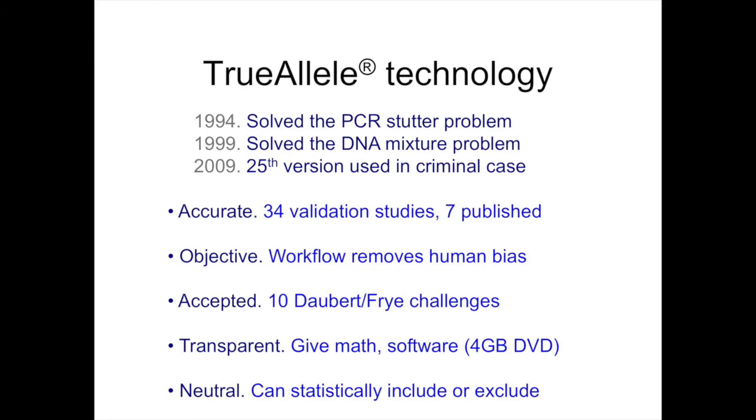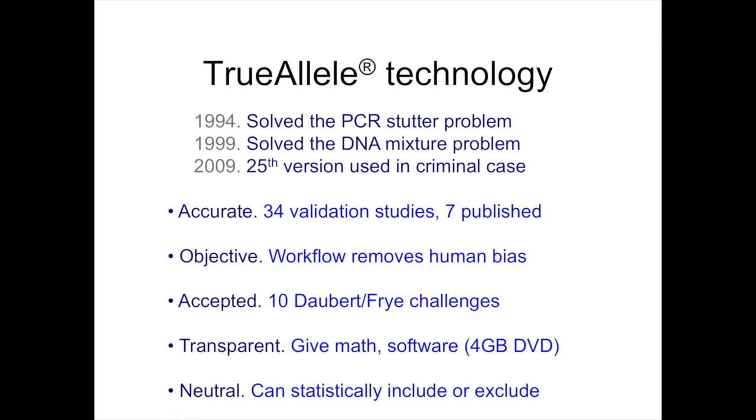It's transparent. We provide to either side, both sides, we really don't care. The answers are the same. A 4 gigabyte DVD that explains how TrueAllele works with papers and mathematics and videos. We give the software to whoever wants to run it in a criminal proceeding. Either side can rerun whatever they want for free. It's just there as a resource. And it's also neutral in that it can statistically include or exclude.